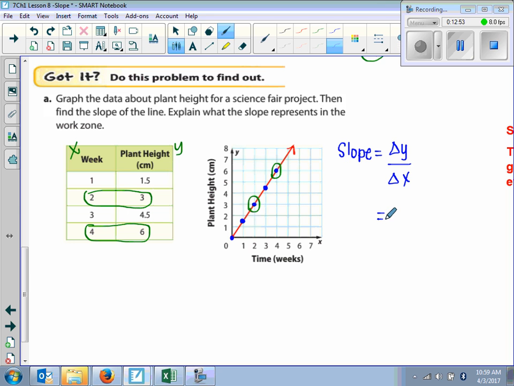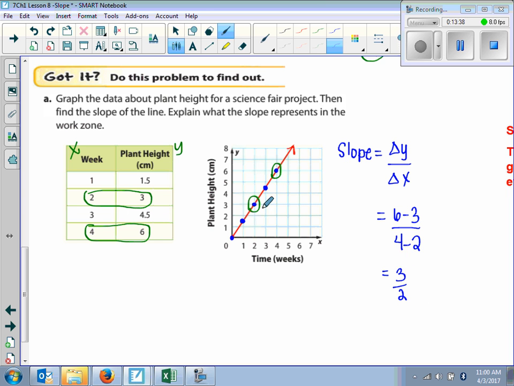So now, to find the change in y, we're going to subtract our y values. Remember, the plant height is the y values, so that's going to be 6 minus 3. We wrote our formula, now we're going to substitute, right? So that's going to be 6 minus 3 over the change in x, or the delta x. So now we're going to subtract our x values. So that's going to be 4 minus 2. And now you just simplify. So 6 minus 3 is 3, and 4 minus 2 is 2.